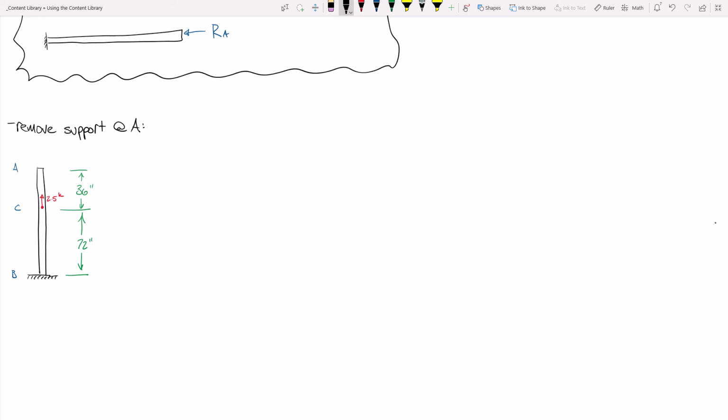So let me ask you a question. Looking at this problem, we have the axial force inside member AC, and the axial force inside member BC. How much axial force do you think is inside member BC? Like if I cut a section, how much force is in this component?